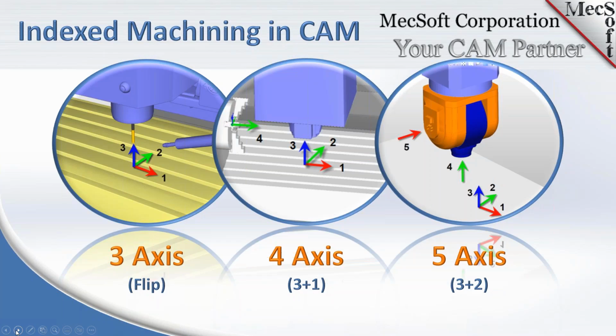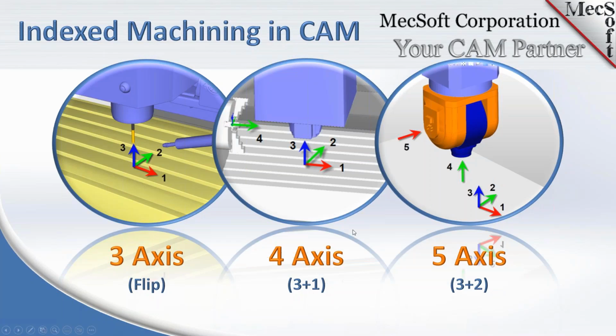As Joe mentioned at the beginning, indexed machining means that your axes are locked in one particular orientation. In 3-axis, it's locked by default. In 4-axis, you're locking the rotary axis in a certain orientation. And then in 5-axis, you're locking the axes in multiple orientations, the 4th and the 5th axis. Now, when all of these are locked, we're performing 2 or 3-axis operations in that locked orientation.